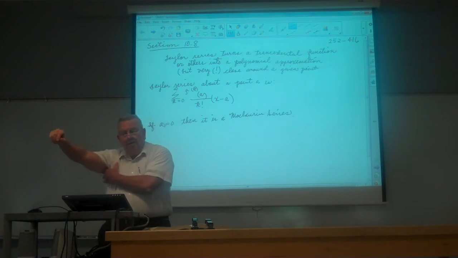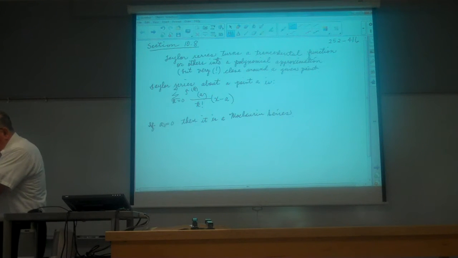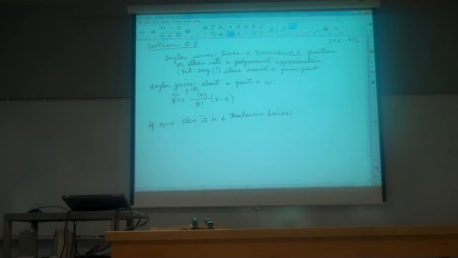It's a series about a point a that approximates a given function f of x by taking derivatives of that given function. And the idea is, what you learn quickly in Cal 2 is, it's a whole lot easier to take derivatives than it is to integrate. So we take derivatives of it and make a polynomial out of it.